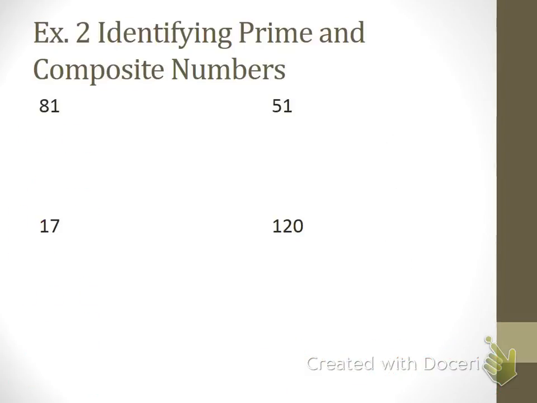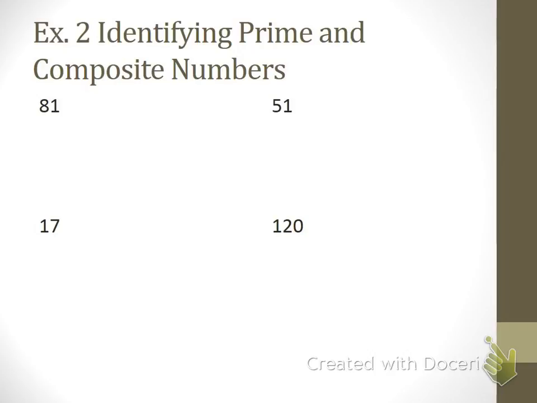Now, I'm going to teach you today 2 ways of finding prime factorization. Before we do that, I always forget about this example. In example 2, we're identifying prime and composite numbers. It wants to know, is this number prime or composite, and why? The why is important. You're not just guessing that it's prime. You're actually giving me a reason why you think that it's prime or composite.